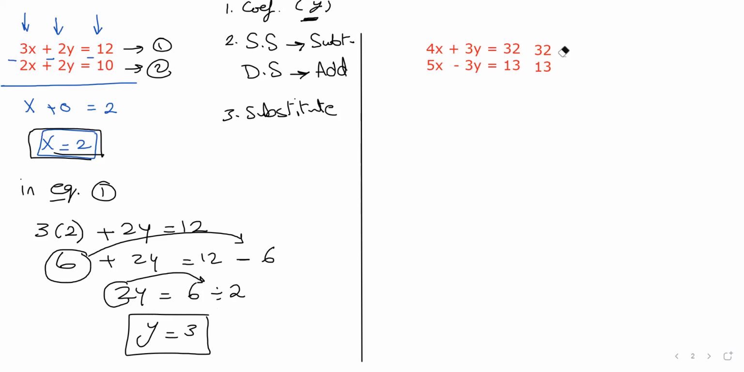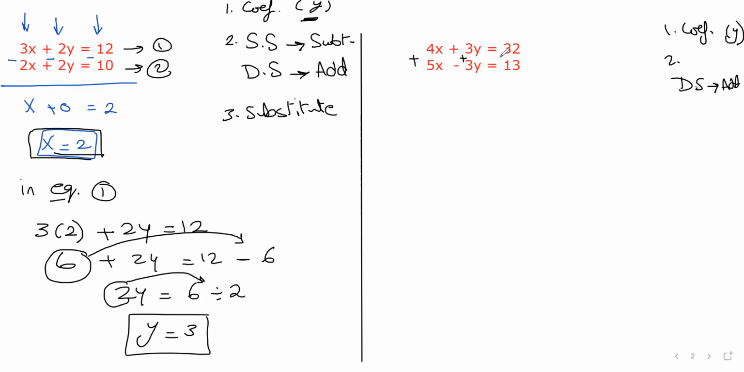Let's discuss the second question. Here I have 4x plus 3y equals 32, 5x minus 3y equals 13. Also, I'm going to check the coefficients. The first step, I found in y, I have y in both equations, they do have the same coefficient, 3 and 3. Second thing, I'm going to check the sign, positive 3y, minus 3y, so they are different signs. Different signs, I will add the two equations.